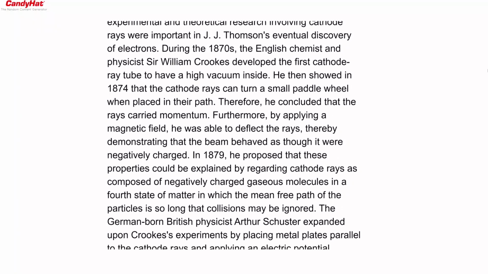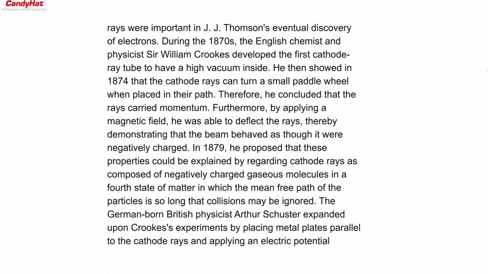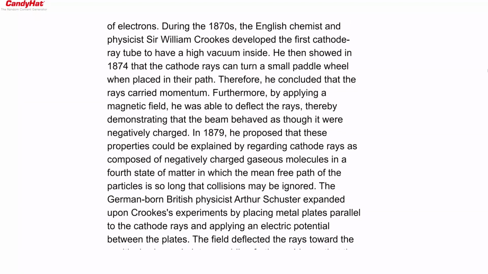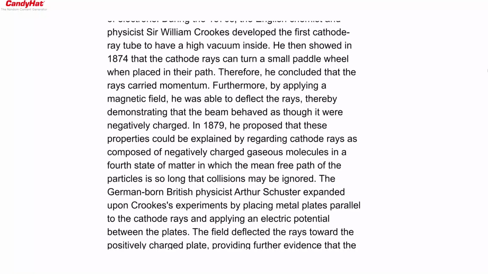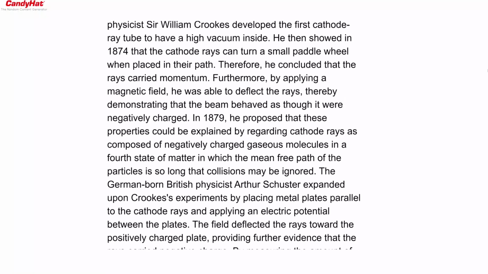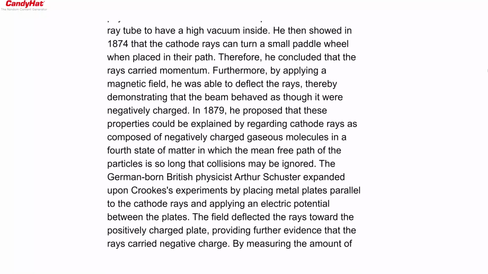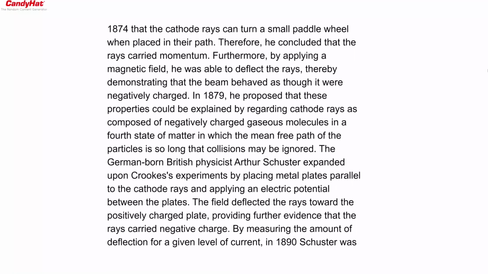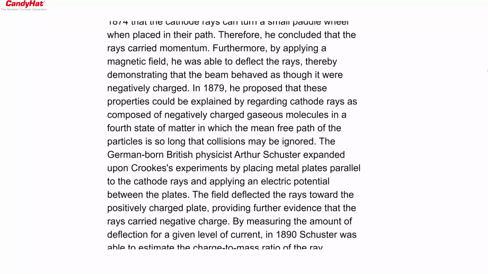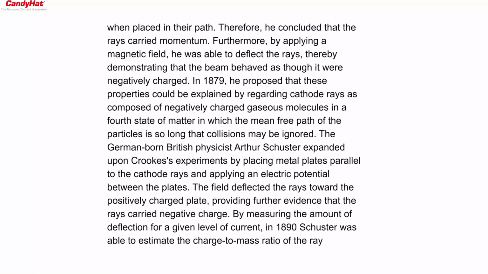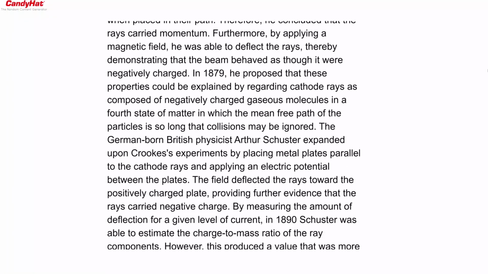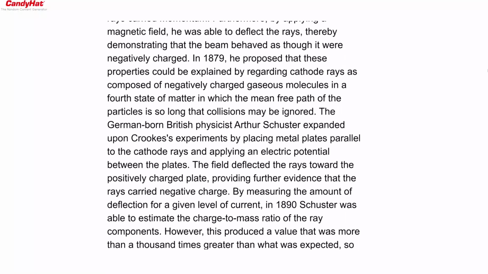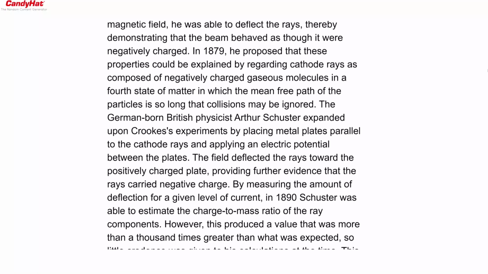The German-born British physicist Arthur Schuster expanded upon Crookes's experiments by placing metal plates parallel to the cathode rays and applying an electric potential between the plates. The field deflected the rays toward the positively charged plate, providing further evidence that the rays carried negative charge. By measuring the amount of deflection for a given level of current, in 1890 Schuster was able to estimate the charge-to-mass ratio of the ray components.